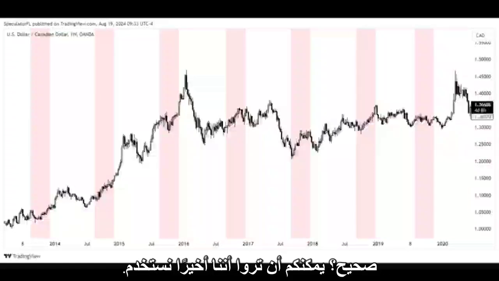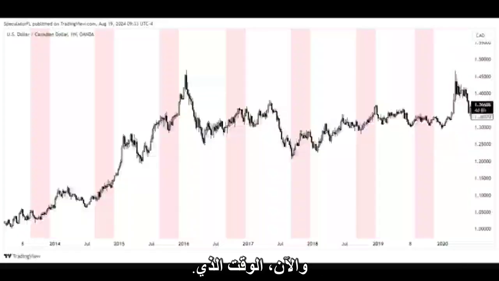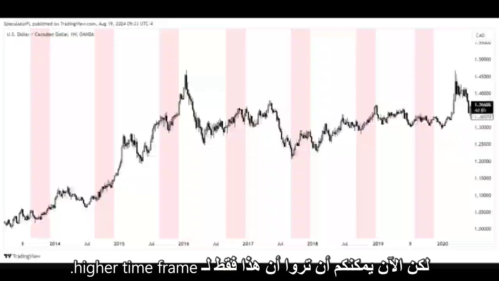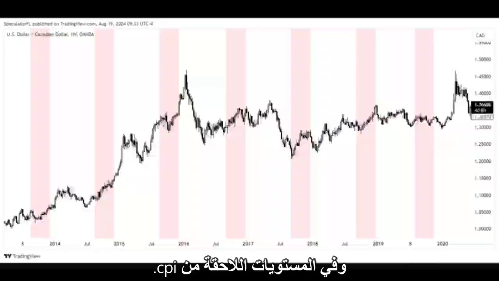You can see that we are now finally using time, right? And we are using time to assist us with our analysis. For now you can see that this is just for the higher time frame, but once we learn all of this, I'm going to show you how you could do this even on the lower time frames in later levels of CPI, right?